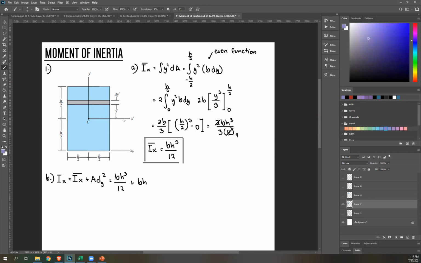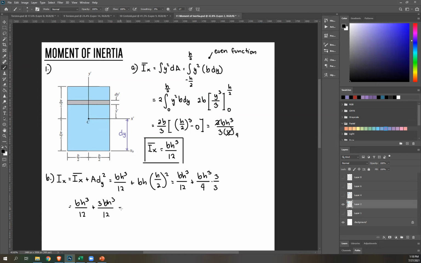So let's mark that out. Oh, this is also dy. And so h over 2 squared. So now it's just a matter of simplification. bh cubed over 12 plus bh cubed over 2. And then to combine, I'm going to multiply this by 2 squared, 4. Then I'm going to multiply this by 3 over 3. You'll get bh cubed over 12 plus 3 bh cubed over 12. You'll get 4 bh cubed over 12.